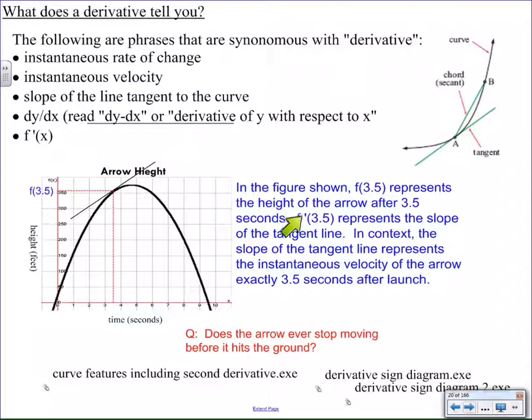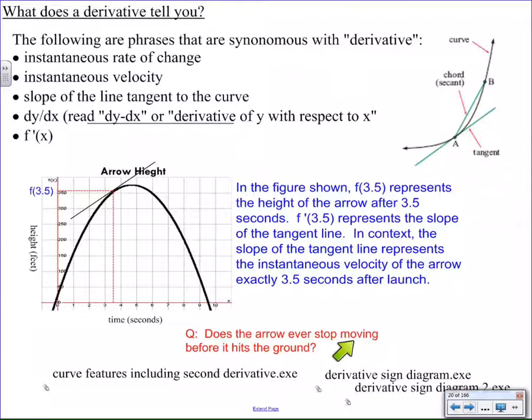On the other hand, f prime of 3.5, or the derivative at 3.5, is not talking about the height of the arrow at 3.5 seconds. It's talking about the speed at which the arrow is moving at 3.5 seconds. The slope of the tangent line right here is, in fact, the exact speed of the arrow at 3.5 seconds in time. With that in mind, you can answer a question.